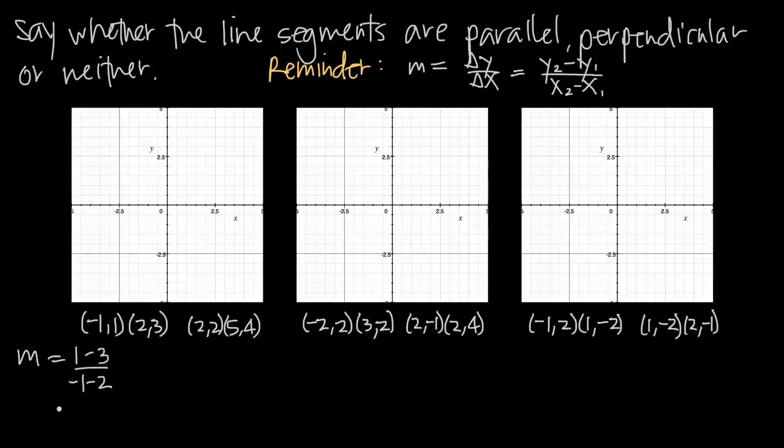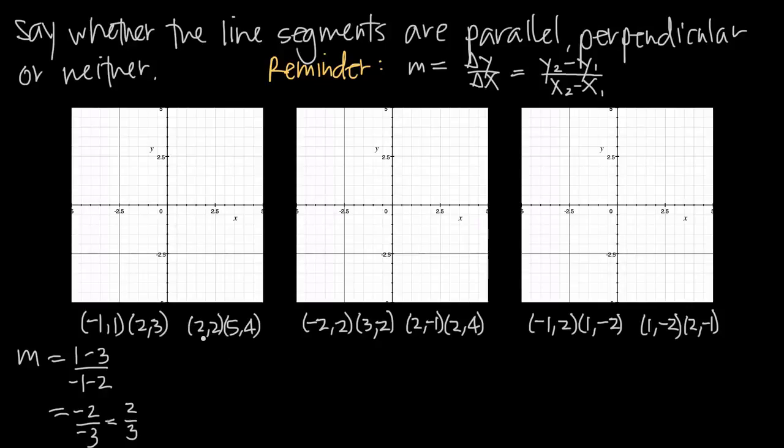And when we simplify this, we're going to get 1 minus 3, which is going to give us a -2, divided by -1 minus 2, which is a -3. And of course, we can cancel those negative signs and call this slope 2/3. So the slope of this line segment is going to be 2/3.